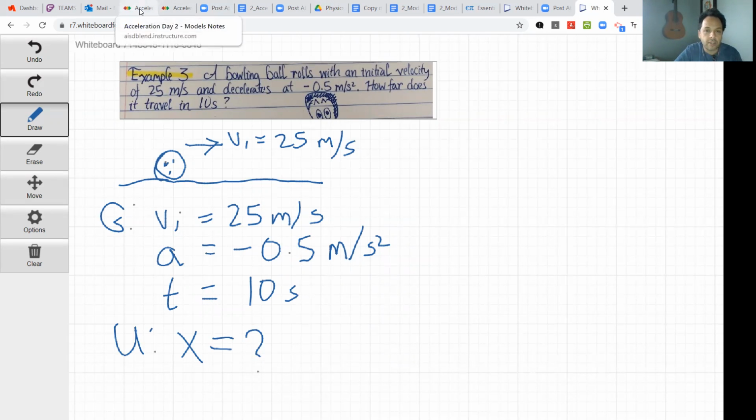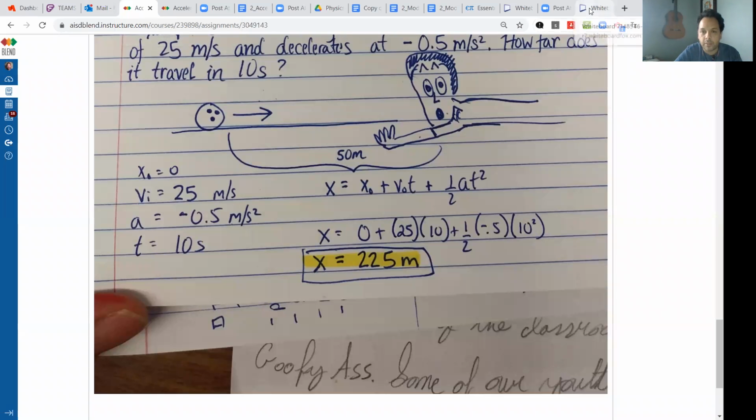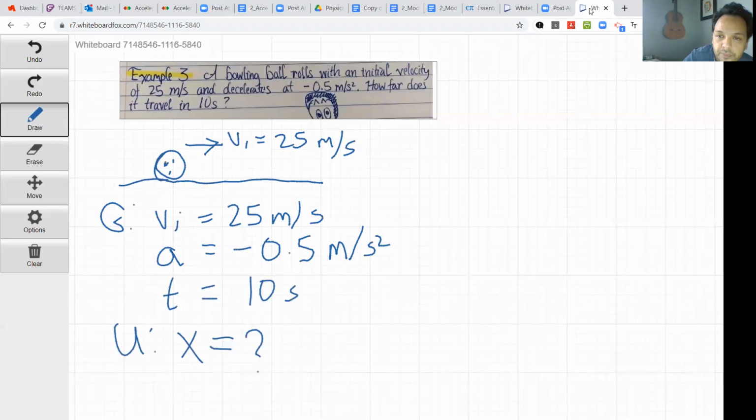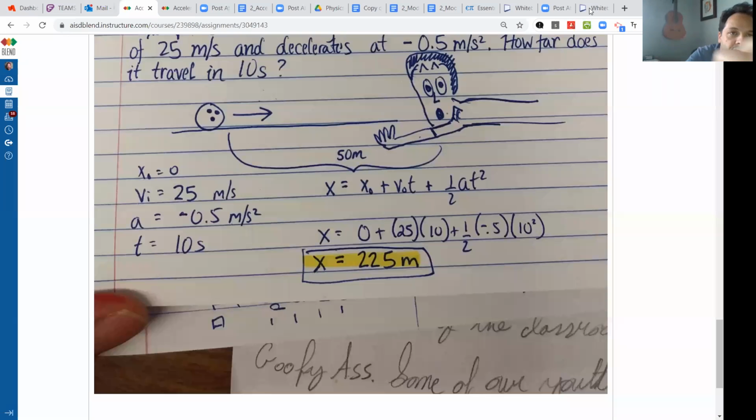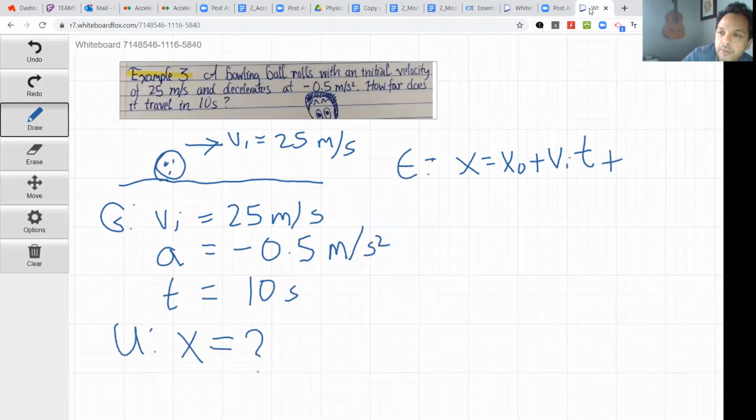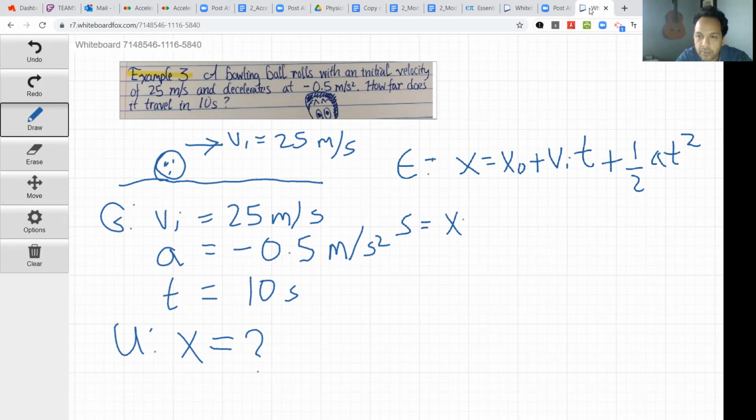So let's get our formula. X equals x naught plus v naught t plus 1/2 at squared. I always forget. Let's see. 1/2 at squared. All right. So now I'm going to sub. The initial position is usually 0. So initial velocity 25 times 10.